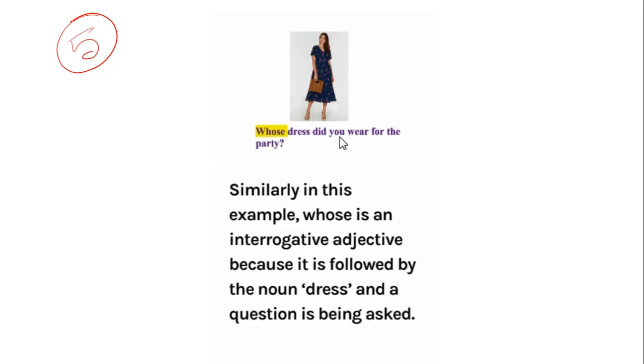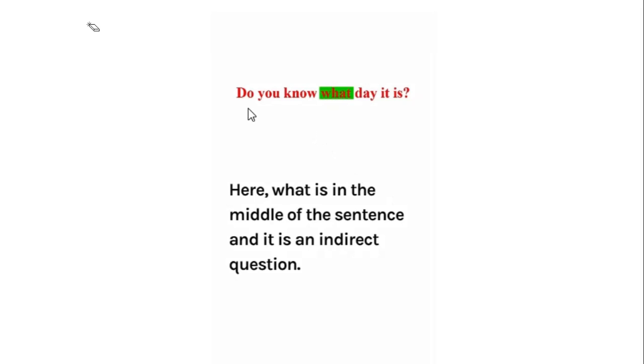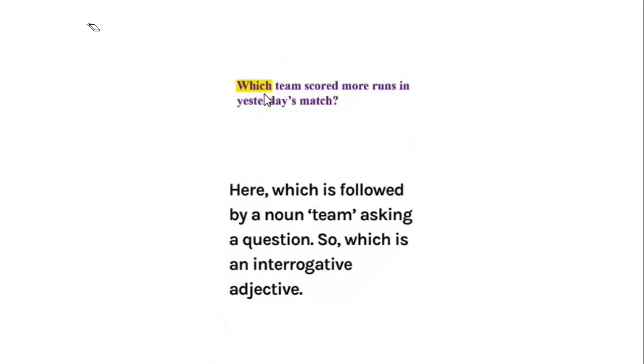Next, whose dress did you wear for the party? Whose is an interrogative adjective because it is followed by the noun dress and a question is being asked about the dress. Interrogative adjectives could also be used in the form of indirect questions. Such interrogative adjectives appear in the middle of sentences, like here. Do you know what day it is? Here what is used in the middle of the sentence.